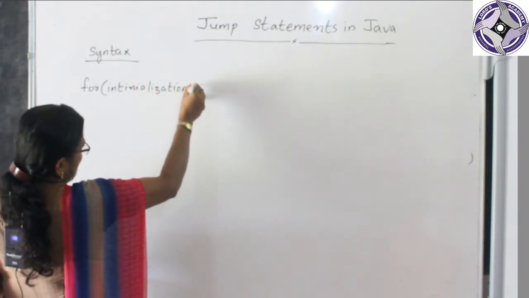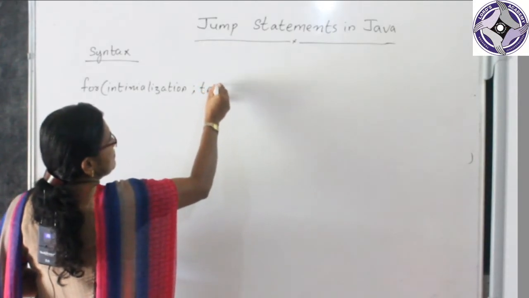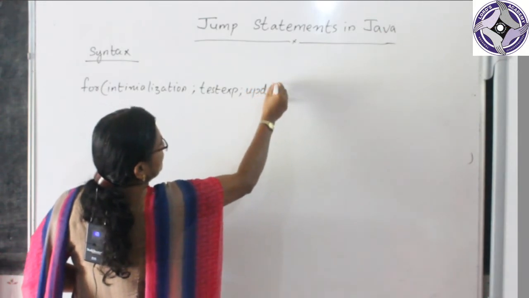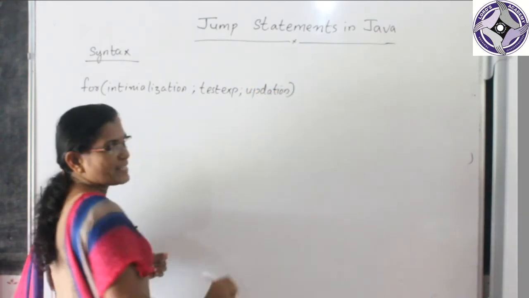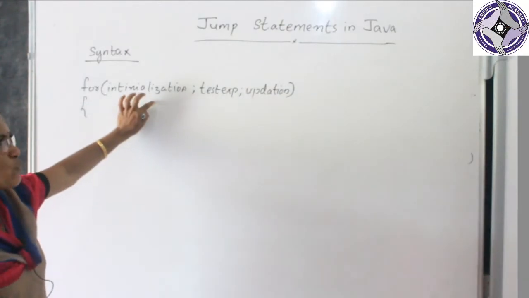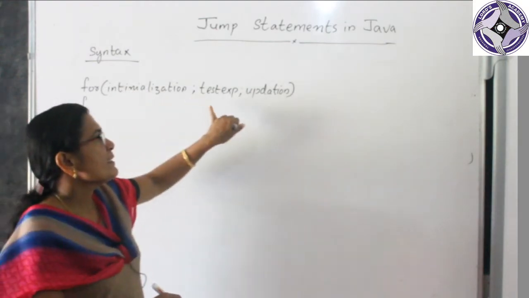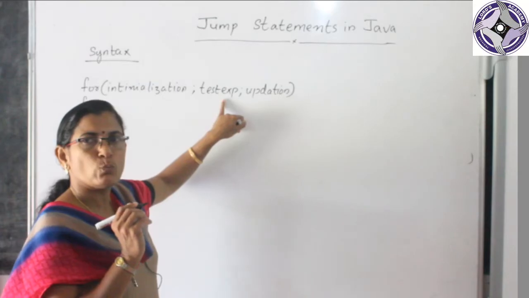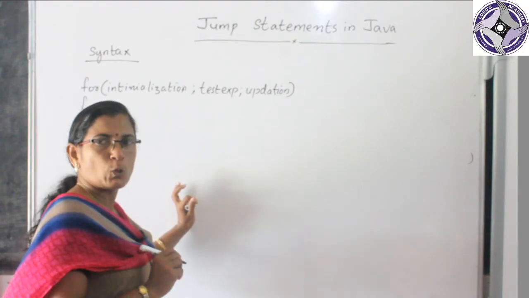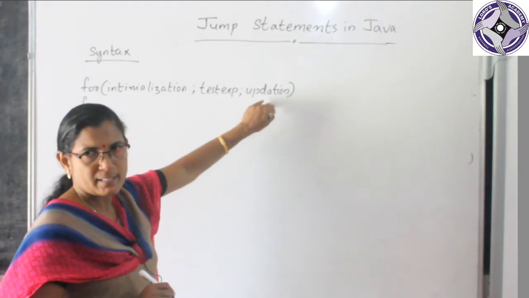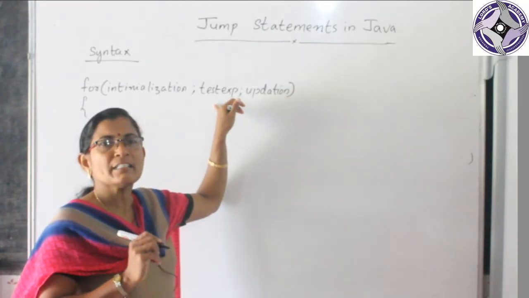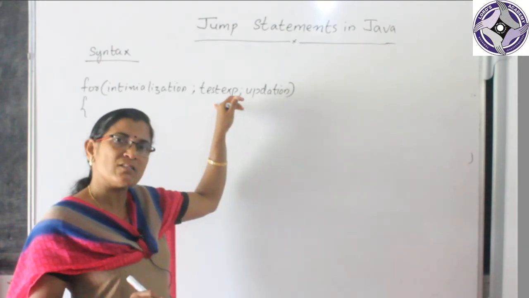For initialization, test expression, updation. The loop index variable is initialized. The condition is tested to determine whether the loop's body has to be executed or not. After executing the loop's body, updation takes place and control comes back to the test expression to evaluate it to determine whether the loop has to be iterated or not.